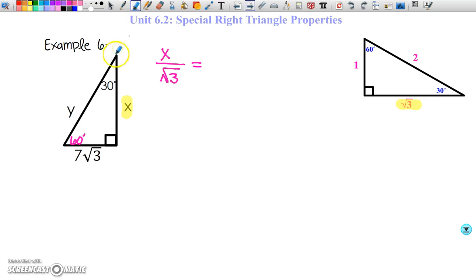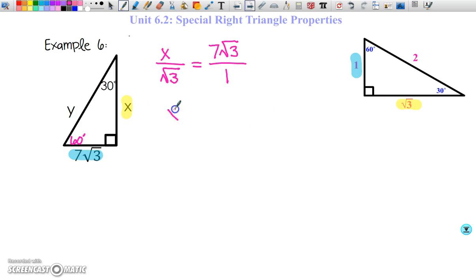Now we want to match up sides that already have all the information we need. So 7 times the square root of 3 is next to your 60. That pairs up with your number 1. So 7 times the square root of 3 divided by 1. Okay, so we're just writing our proportion.